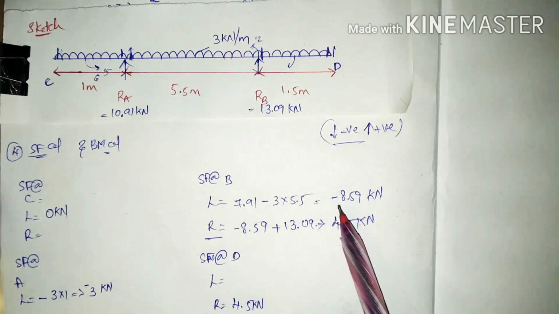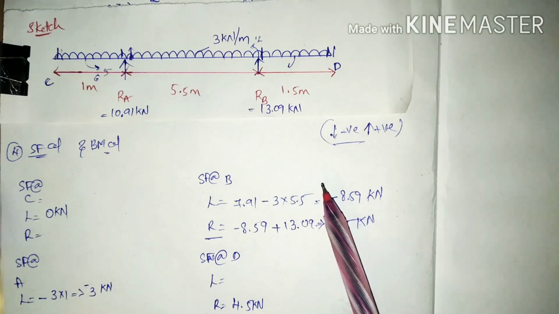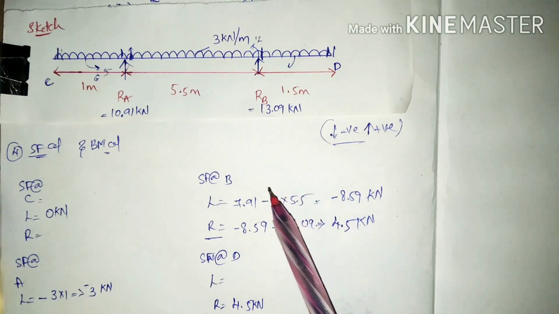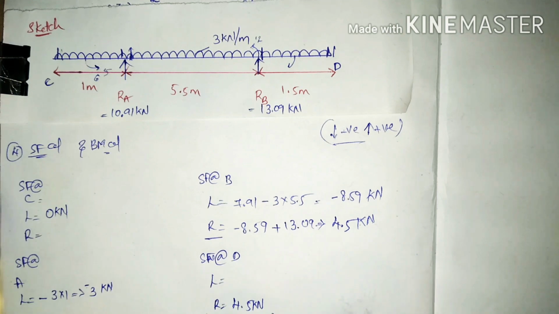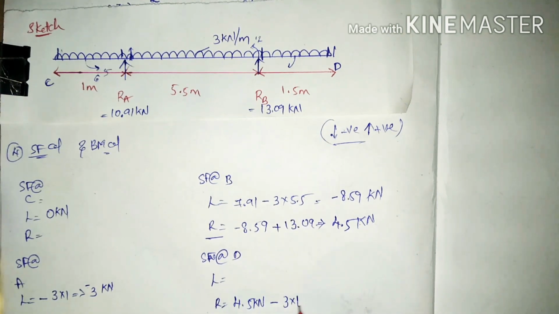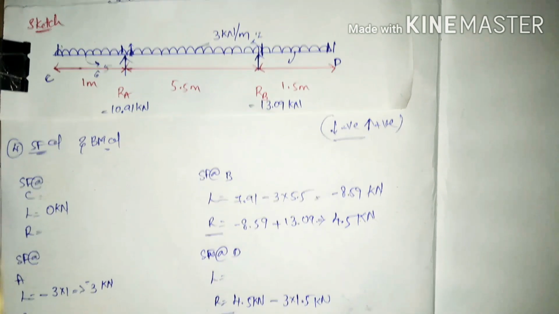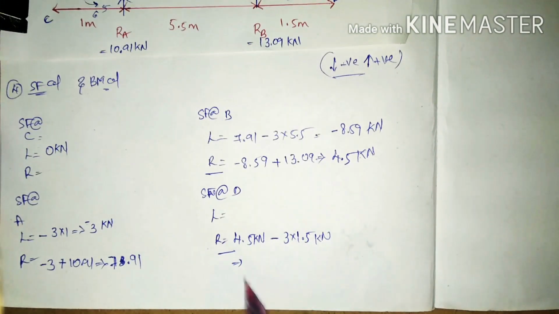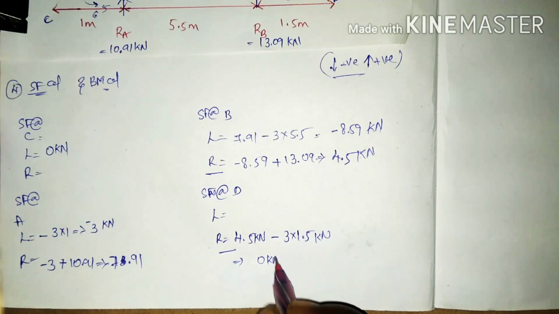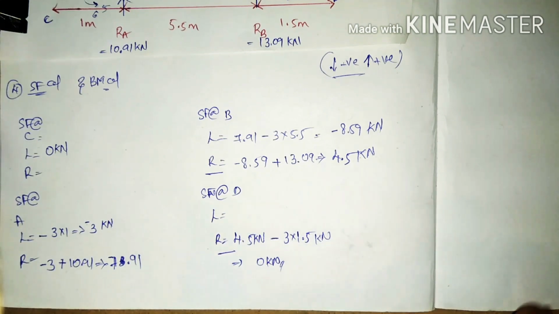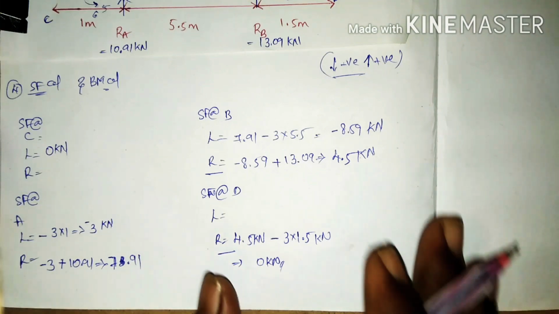From RB to D we are having 3 kilonewtons per meter with a span of 1.5 meters in the downward direction, so negative 3 into 1.5, which converts the UDL to a point load so that it is easy to subtract. The value is going to be 0 kilonewtons on the reference line. This is our shear force calculation to draw the shear force diagram.